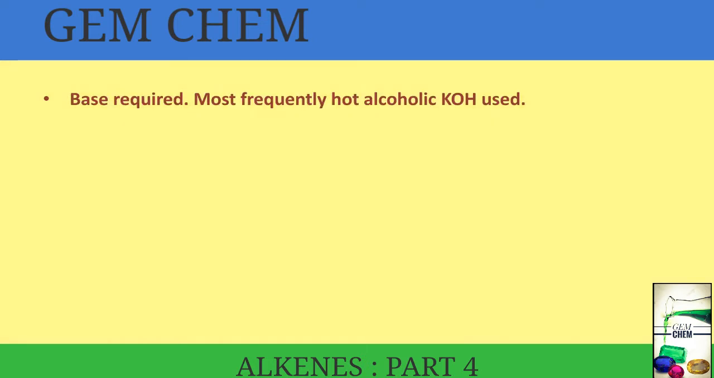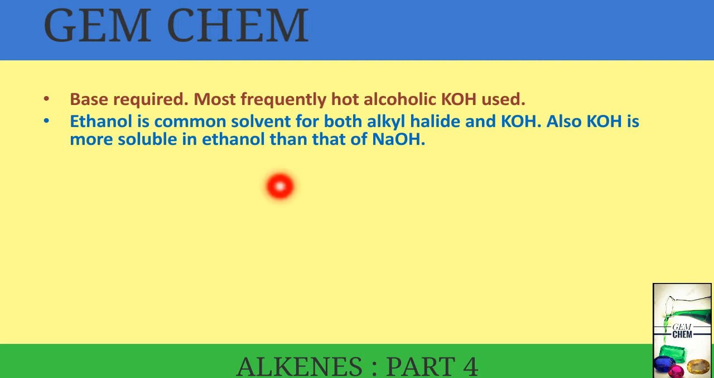Now dehydrohalogenation is basically the removal of hydrogen as well as halogen from the molecule to give an alkene, right? For this, a base is required. Most frequently hot alcoholic KOH is used. Ethanol is the common solvent for both alkyl halide and KOH, as KOH is more soluble in ethanol than NaOH, so KOH is preferred.